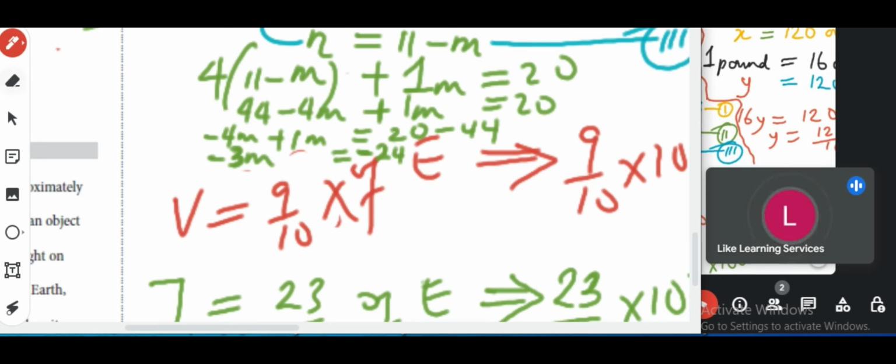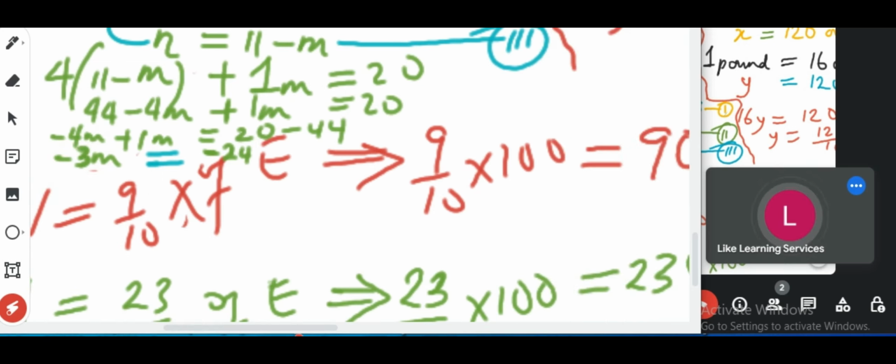So the equation I want you to look at is this equation. Minus 3m is equal to minus 24. How do you solve it? You have to divide both sides by minus 3. Divide both sides by minus 3. So what will it eventually give you?